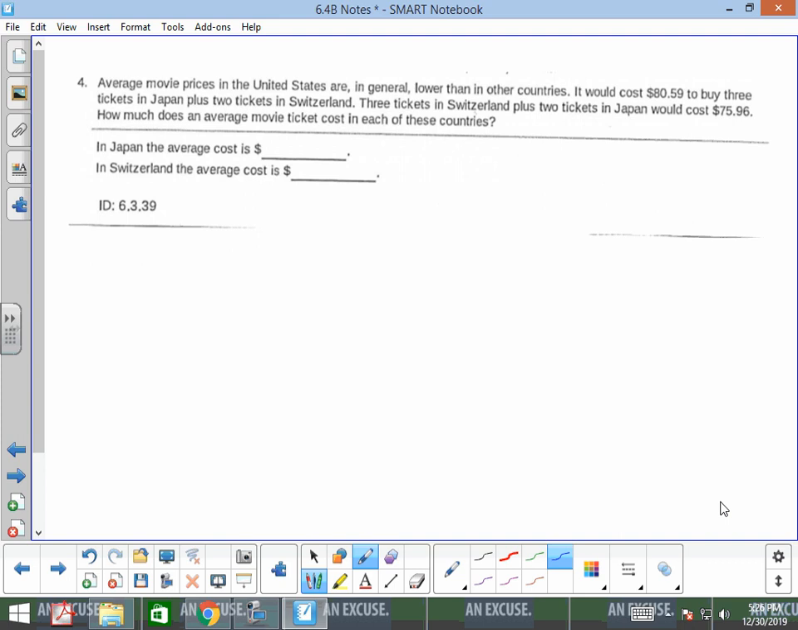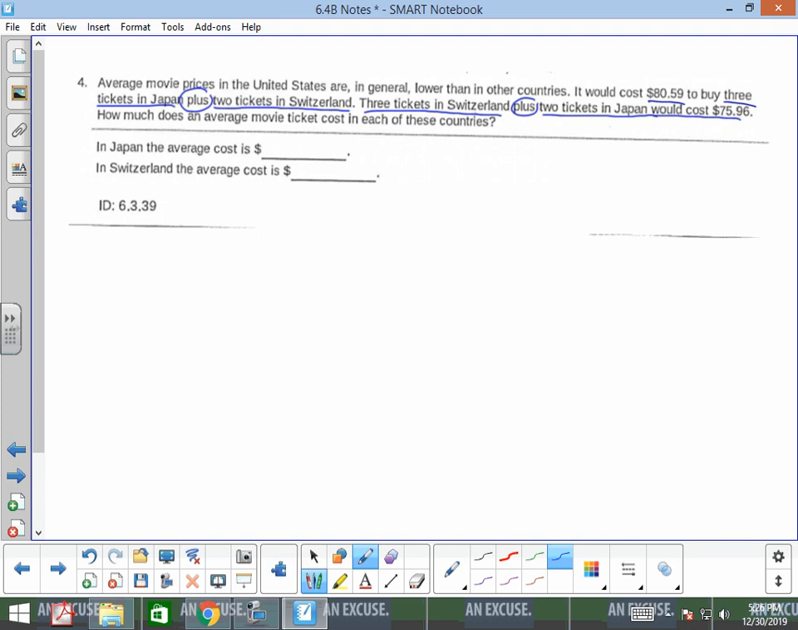It would cost $80.59 to buy 3 tickets in Japan plus 2 tickets in Switzerland. Then the second sentence says 3 tickets in Switzerland plus 2 tickets in Japan would cost $75.96. How much does an average movie ticket cost in each of these countries?